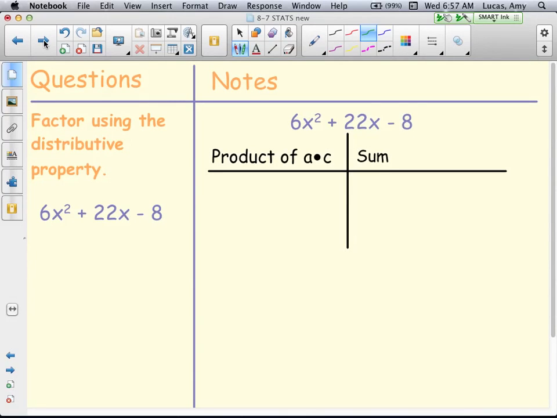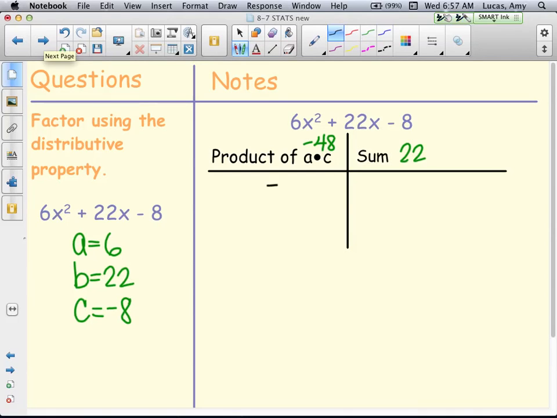Our last example for today, A is 6, B is 22, and C is negative 8. So product of AC would be negative 48, and the sum needs to be 22. Okay. Could be negative 1 times 48. That adds up to 47. Negative 2 times 24. That adds up to 22. And we found it already.